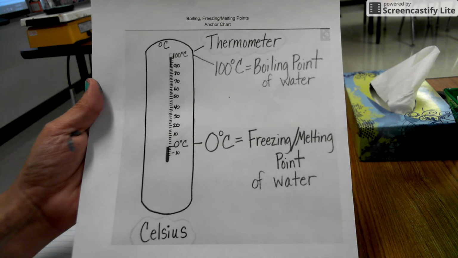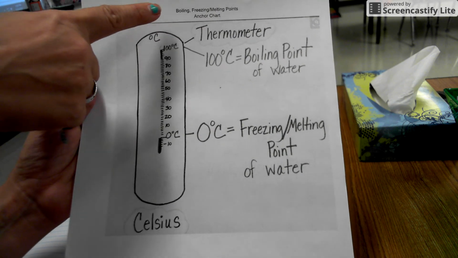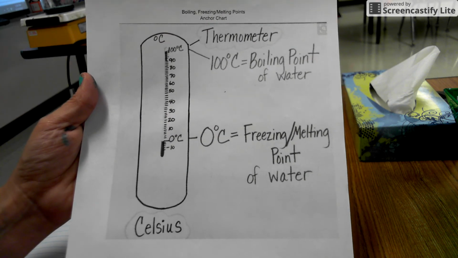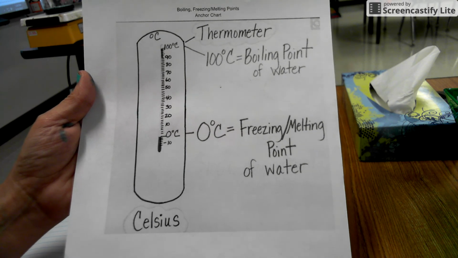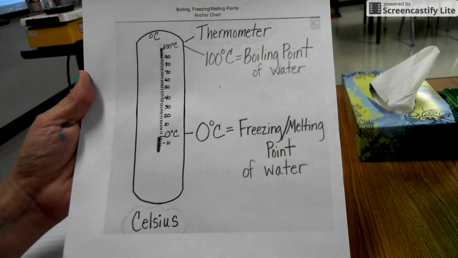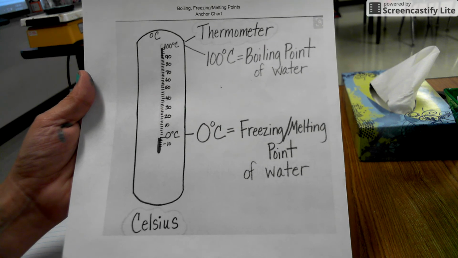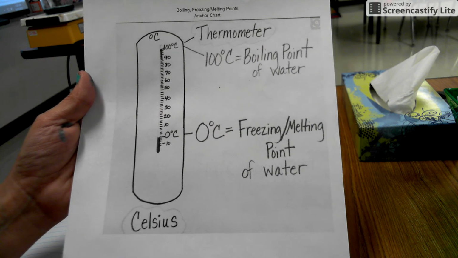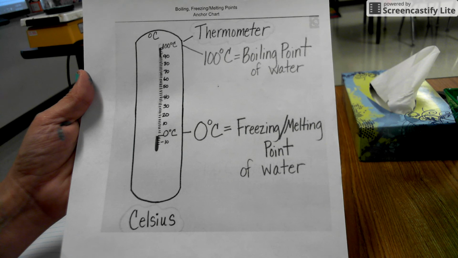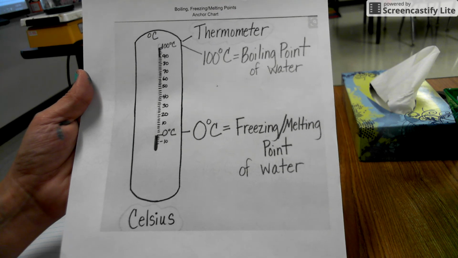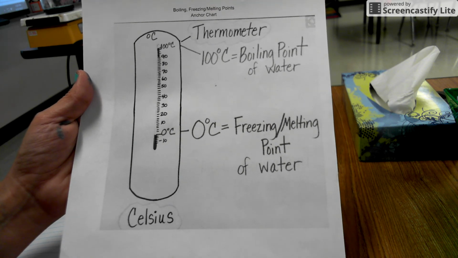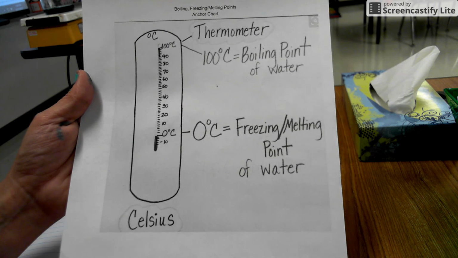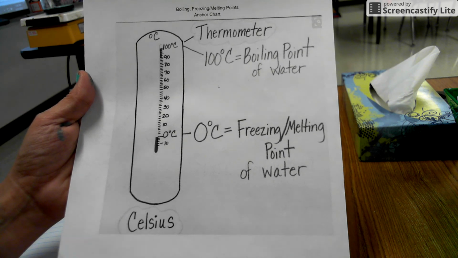Okay, we're going to turn the page to page 18. We're going to title it Boiling, Freezing, Melting Points. And we're going to copy down this anchor chart to help us remember. So I have my thermometer. It shows where the boiling point is, where the freezing melting point is for water. And this is in Celsius. So copy this down on page 18 and then you are good to go.